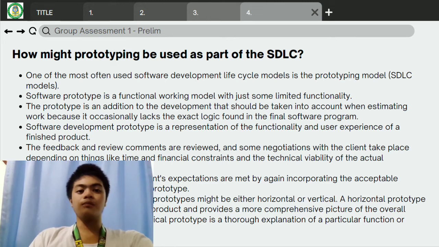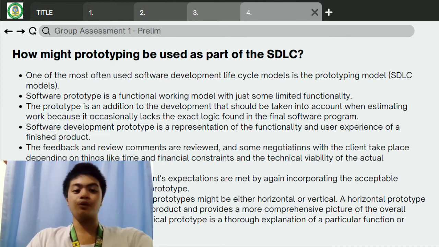So for number 4, how might prototyping be used as a part of the SDLC? One of the most often used software development lifecycle models is the prototyping model. A software prototype is a functional working model with just some limited functionality. The prototype is an addition to the development that should be taken into account when estimating work because it occasionally lacks the exact logic found in the final software program.